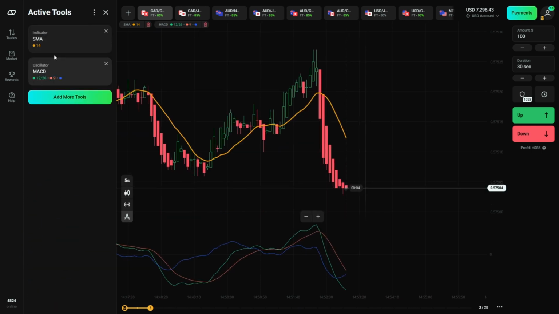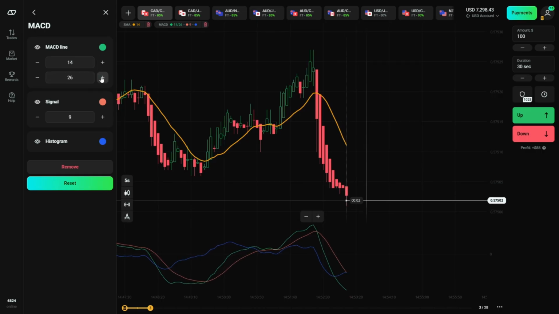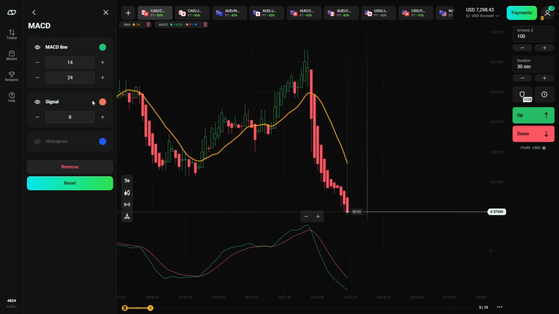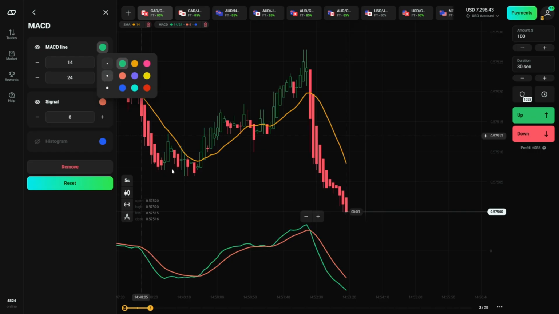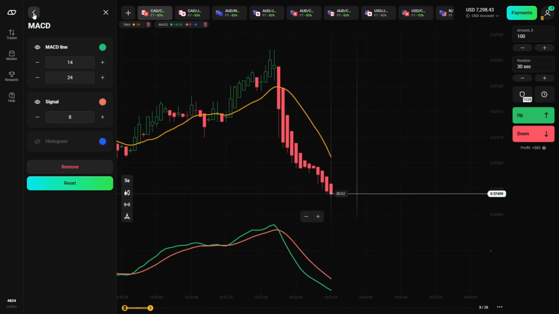Let's add it. Now let's go into the MACD settings directly. Here we change this to 14 and here we change it to 24. Sorry, set this one to 24 and here set it directly to 8. Here we remove these right away and make the lines thicker so they're visible to us, just like the moving average line, and that's everything. So now the strategy is ready.